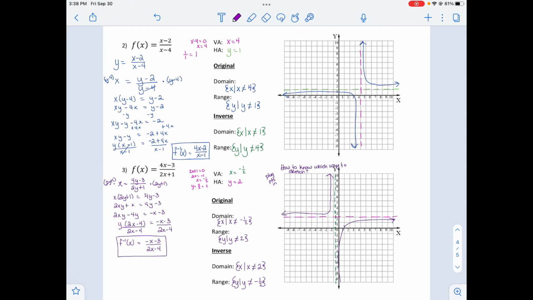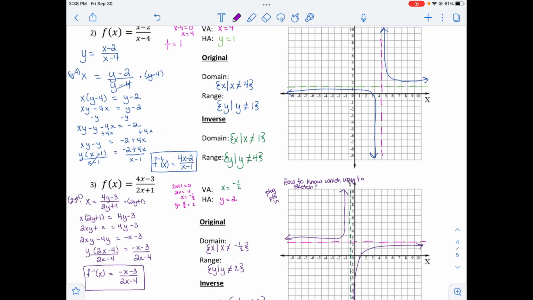All right, so if you'll look at 2, we had a vertical asymptote of x equals 4, setting the denominator equal to 0. And then we had a horizontal asymptote as y equals 1. The degrees were the same, so it's just a ratio of 1 over 1. And then we graphed them.